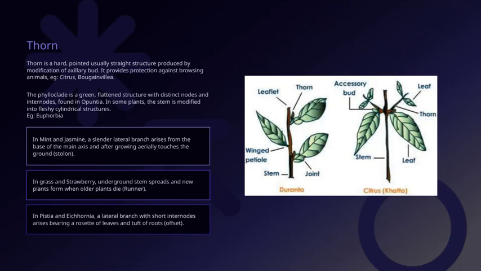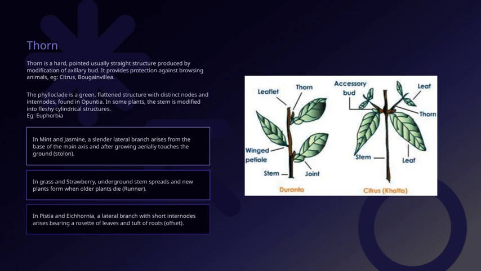Now, let's look at some interesting examples of vegetative propagation. In plants like Pistia and Eichhornia, you'll notice that a lateral branch with short internodes arises, forming a rosette of leaves along with a tuft of roots, which we call an offset. This allows the plant to propagate horizontally and quickly establish new growth.